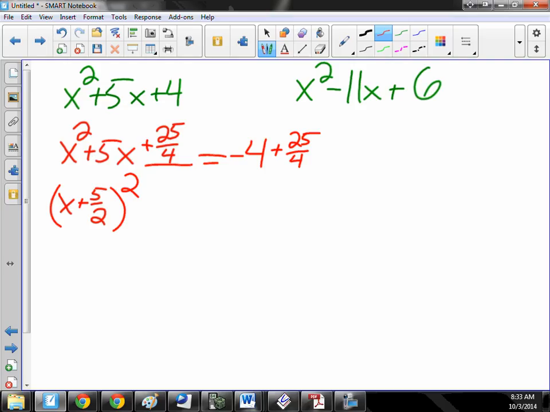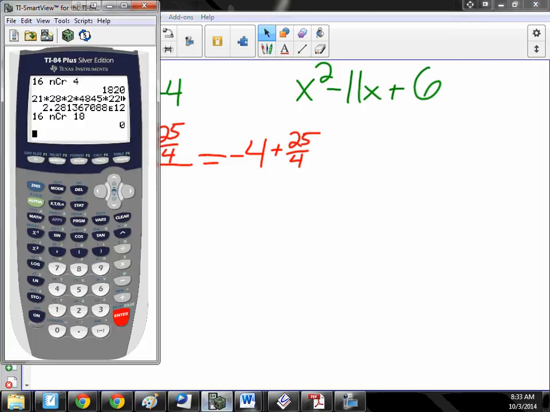Now, if you're good at adding fractions, you can just go ahead and convert the negative 4 into fourths and then add. My recommendation, however, is pull out your calculator. Have we done fractions on your calculators yet? A little bit. So you're just going to type in negative 4 plus 25 fourths. And then you push the math button, fraction. And the nice thing here is it will add them and it will simplify them all in one step.